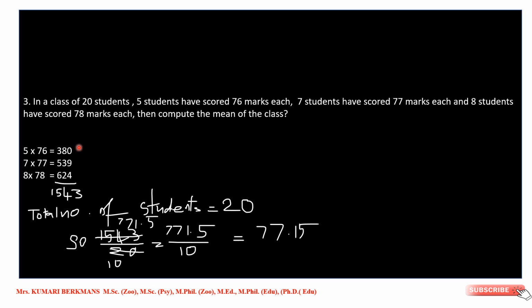So now let us sum it. It is 380 plus 539 plus 624. It is 1543. What is the total number of students? It is 20. So we have to do 1543 divided by 20. Let us strike it by 2. If we strike it, we get 10, and here it is 771.5. Okay, now 771.5 divided by 10 gives 77.15. So the answer: the mean of the class is 77.15.